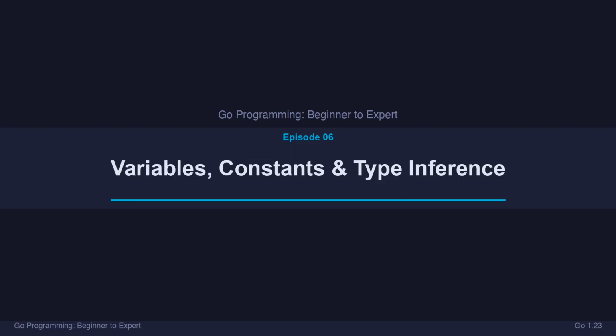Go is a statically typed language. Every value has a fixed type that the compiler knows at compile time. But Go also lets you write code that barely mentions types at all because the compiler can figure them out. This episode covers Go's variable and constant system: 4 declaration forms, the type inference rules, zero values, and iota, one of Go's most useful but least understood features.